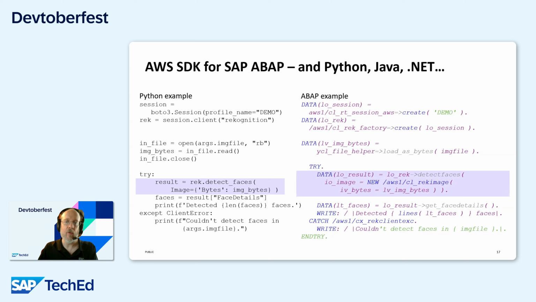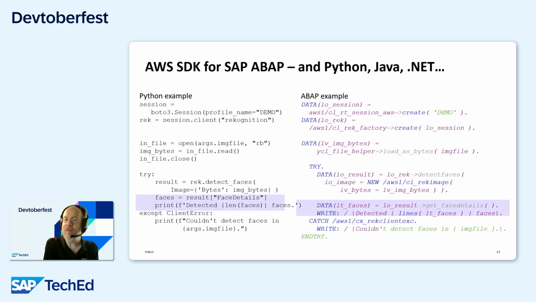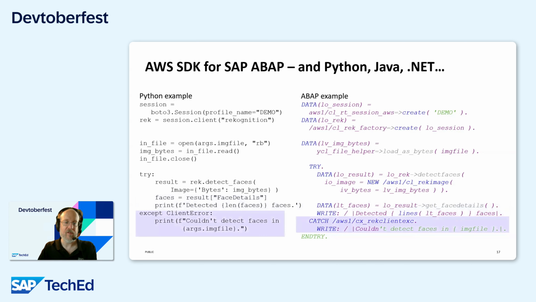So it's trivial to translate the Python code into ABAP code to pass a series of bytes containing an image to the service, and then receive the results, which is, in this case, I want to find out how many faces are in an image. And so here I'm getting a table of faces, and just want to print out the number of faces that were in the image. And error handling, as usual, is just catching an exception.